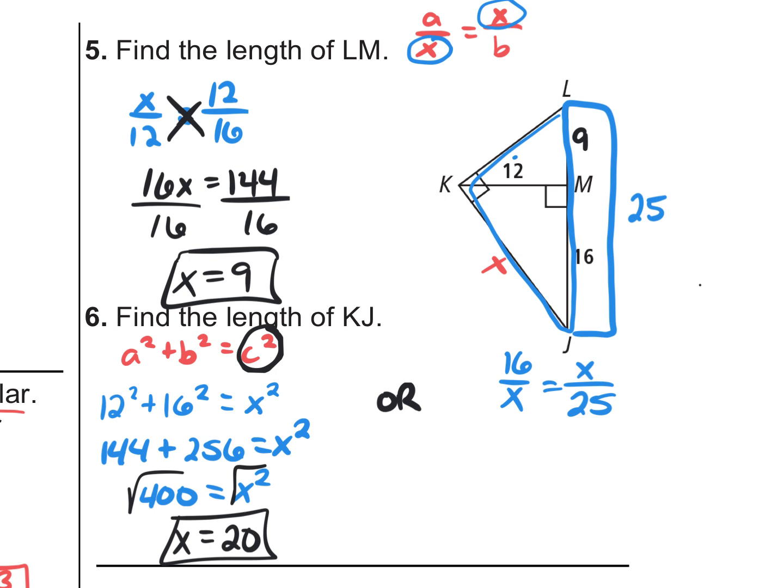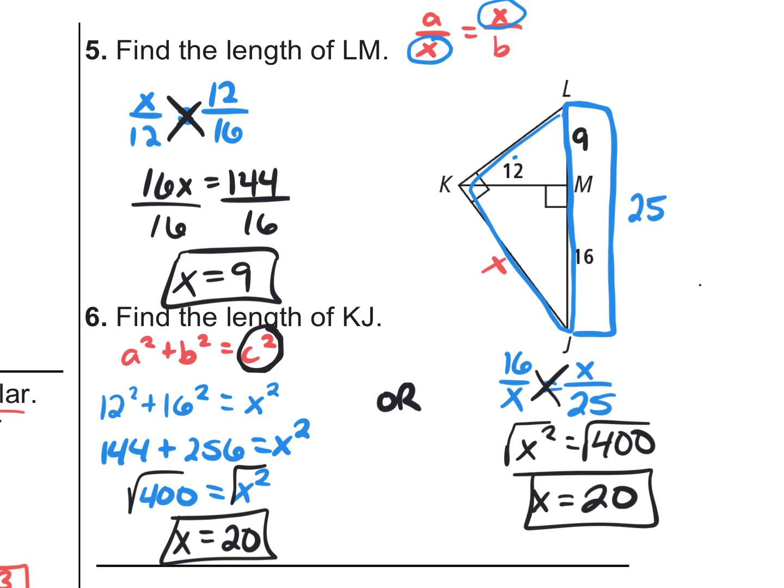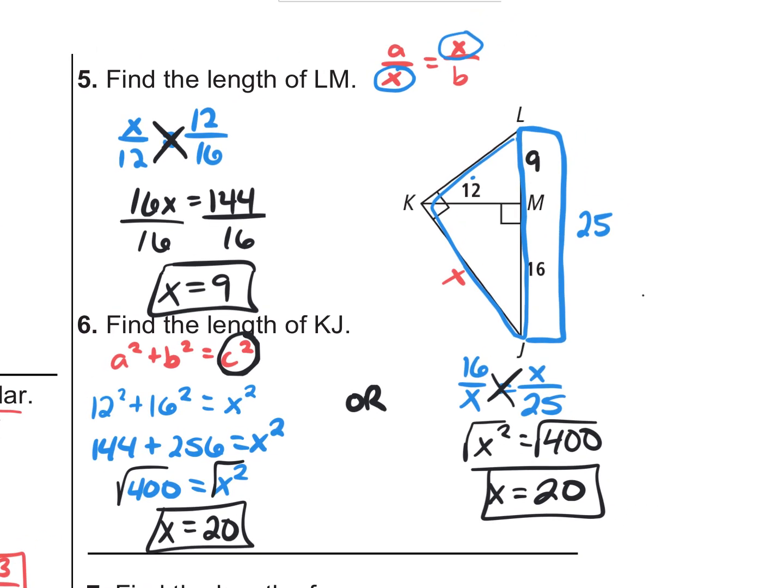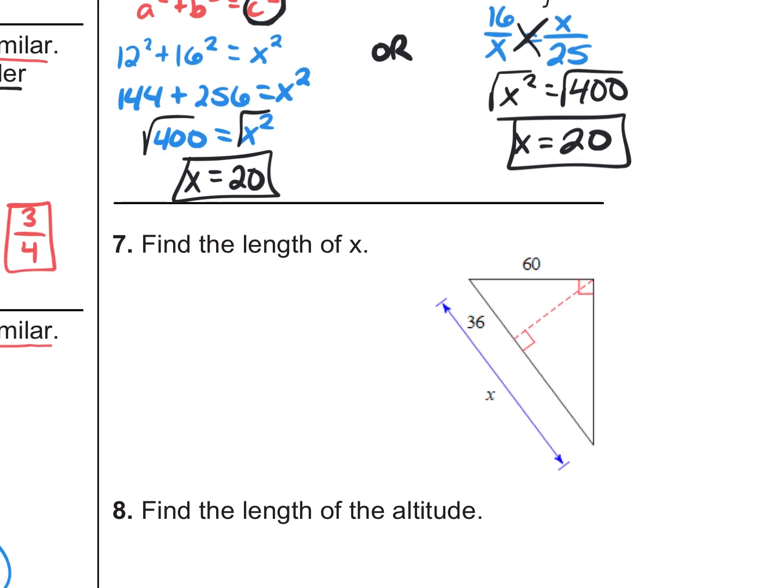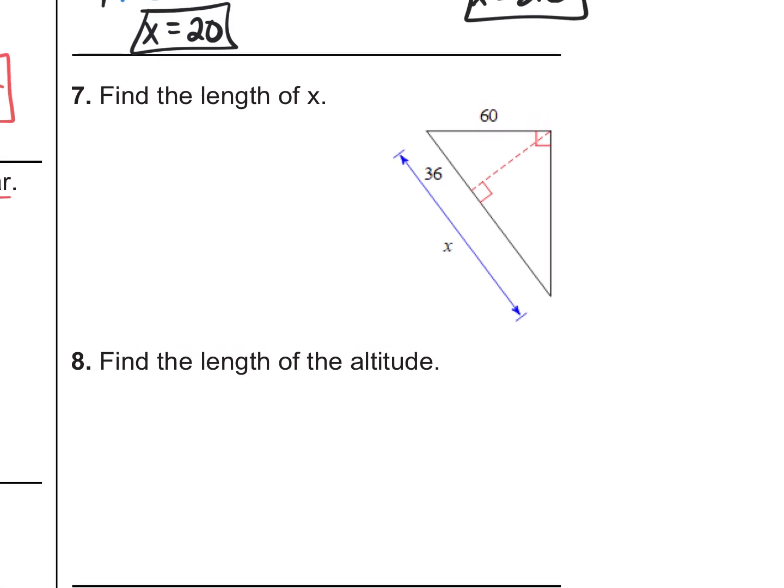Setting this up, cross multiply. We have x squared equals 400. Last step, square root, x equals 20. So notice you get the same answers. I do not care how you do it. You can choose which method you like better. Number 7. Again, we're working with a right triangle. So what formula am I going to use?